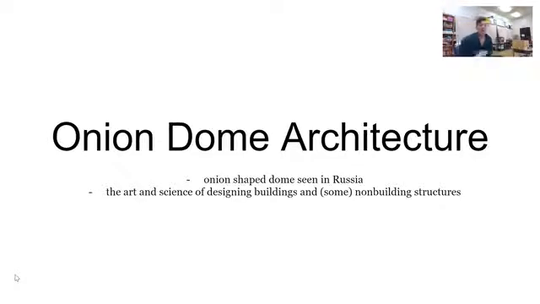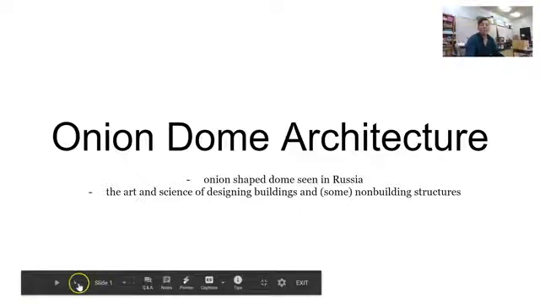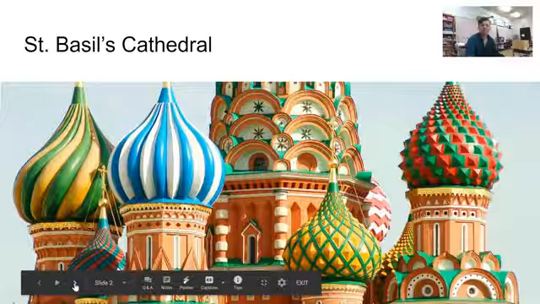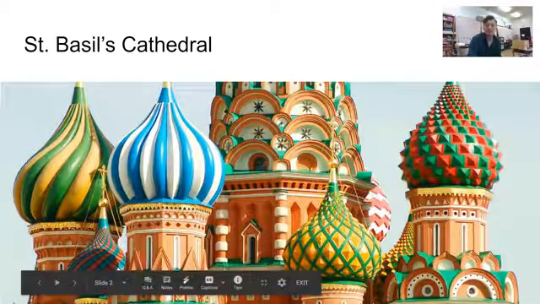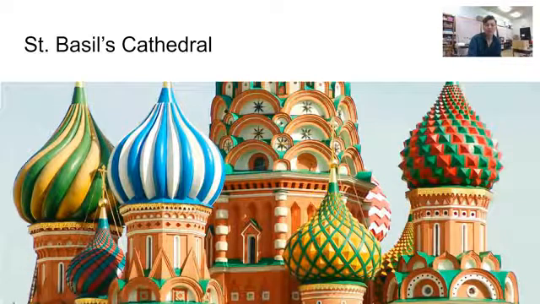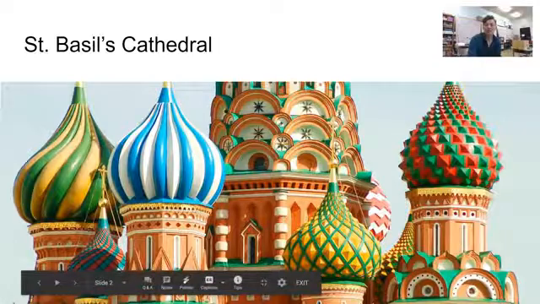Okay, so when I talk about onion dome, I'm talking about the shape of the dome on top of a building. Okay, so this is probably the most famous one, especially in Russia. And if you notice, if you've ever seen an onion, they follow this design here. Okay, so almost like an onion, which is why they're called an onion dome.